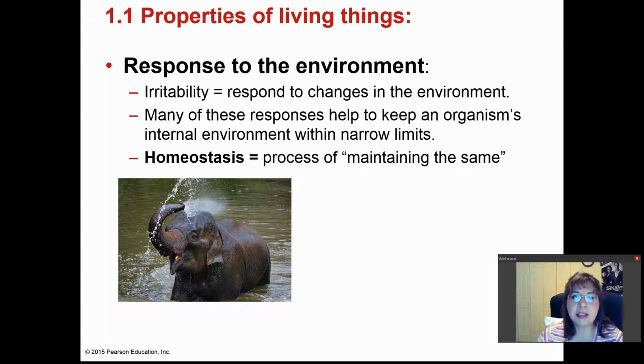It is our body's natural response, if we get too cold, to try and return us to that narrow limit of what we can tolerate. So if our body temperature begins to drop, we might do some things. We might exhibit irritability, which will cause us to generate heat. Shivering, for example, is a response to an extreme loss of heat and trying to generate that heat back.